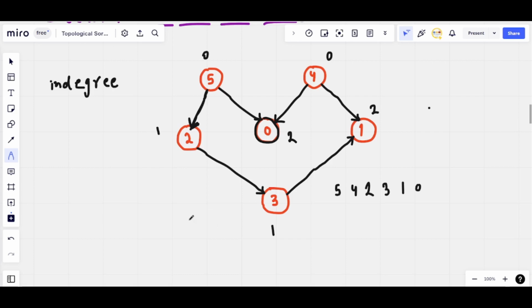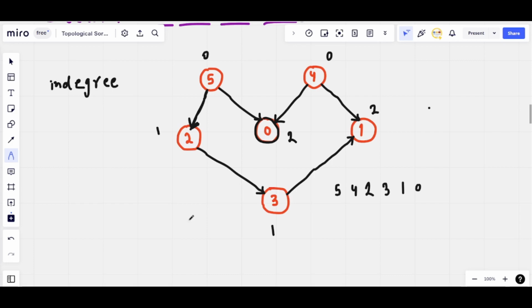Now the next question arises: can there be any directed acyclic graph which does not have any node with in degree 0? No, we can't have a directed acyclic graph which does not have any node with in degree 0. We must have at least one node in a directed acyclic graph which has in degree 0.